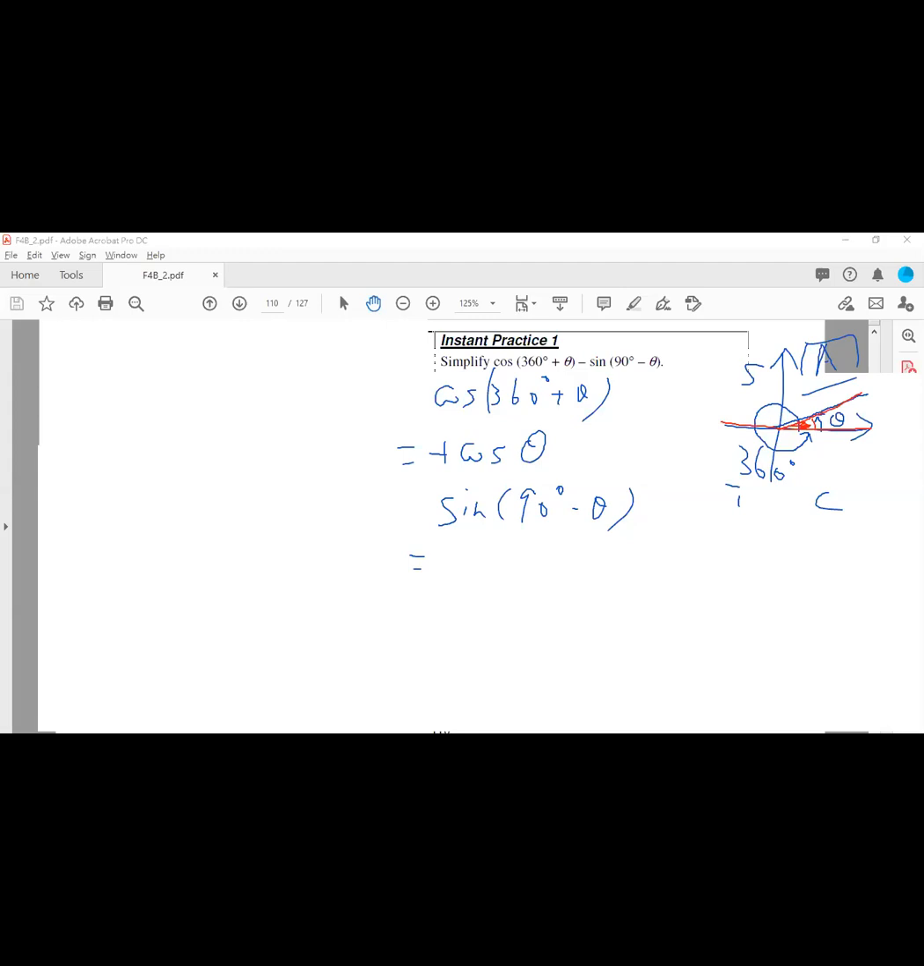Okay? And cosine 90 degrees minus theta becomes sine theta. Tangent 90 degrees minus theta becomes 1 over tangent theta, or cosine theta over sine theta. Just use this identity. Now we have sine 90 degrees minus theta, so it becomes cosine theta. Can you get this? We do not need the ASTC approach for 90 degrees minus theta.